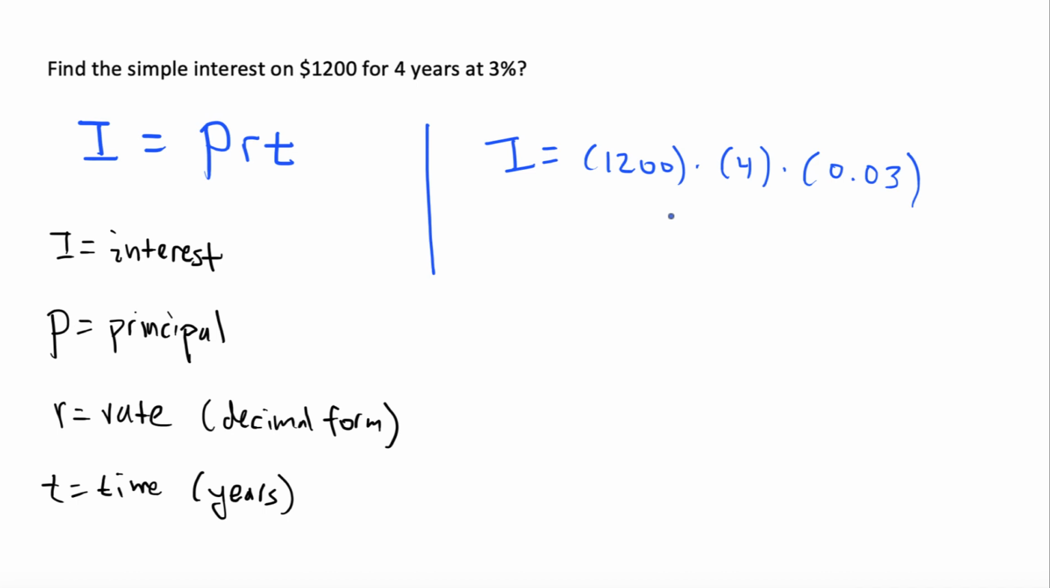Now you want to make sure you're careful when you multiply these together. But the answer that you should get here is 144. So what does that mean? It means that if you invest $1,200 for 4 years at a rate of 3%, then at the end of this period you should have earned a total amount of $144. That is the simple interest.